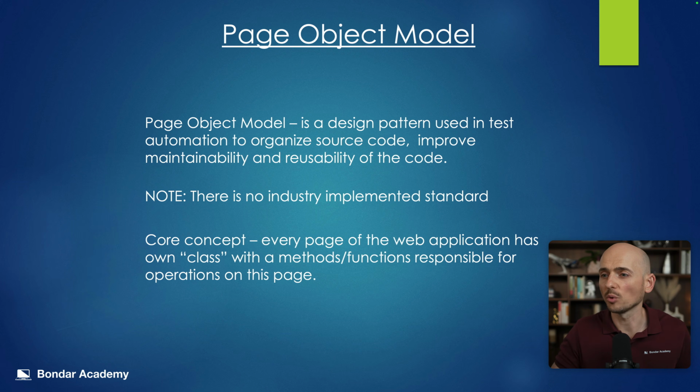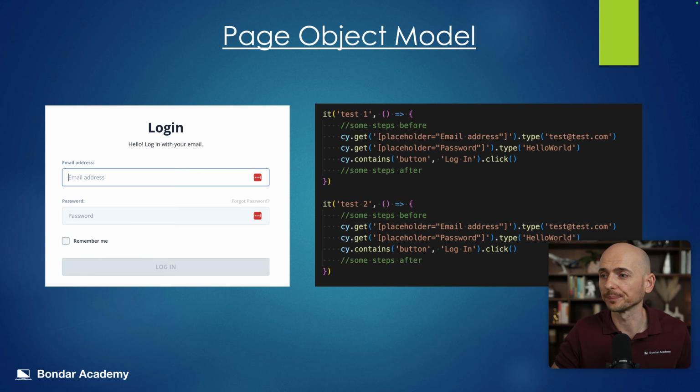So let me show you one example of where we need page objects. For example, we have a login page with email, password, and login button. And let's say you have two tests where you need to log into your application, right? So you have some step before, then you type email, type password, login, and then some code after that. And for every test, you technically need to copy paste these 3 lines of Cypress code because you need to log into your application, right?